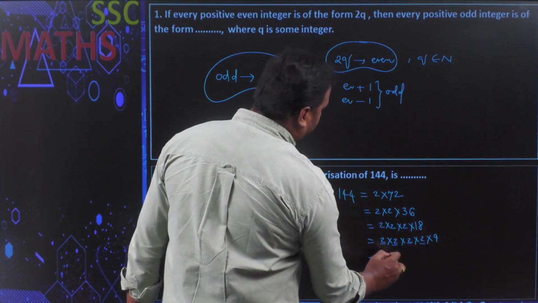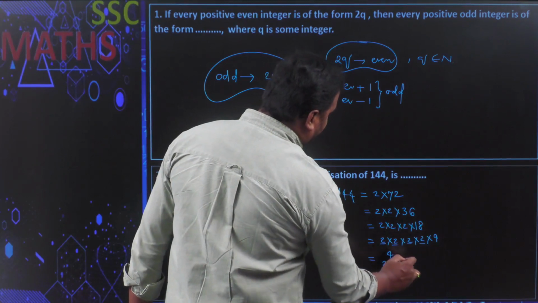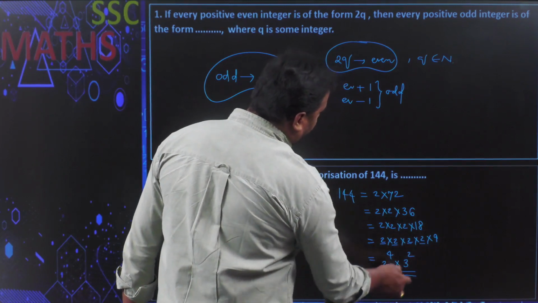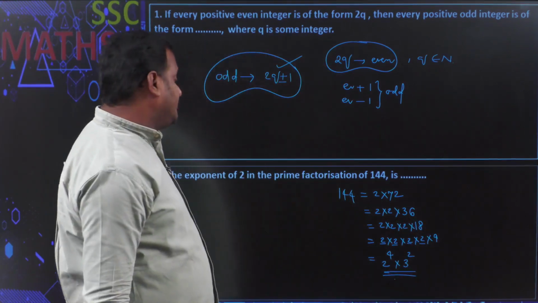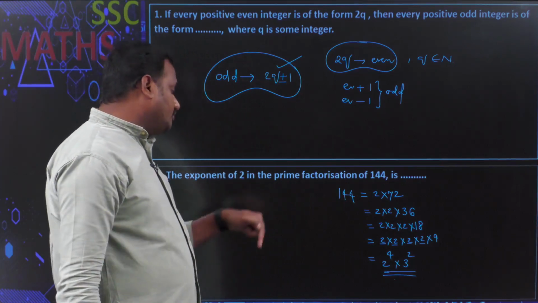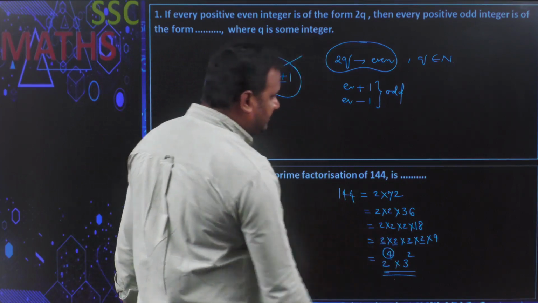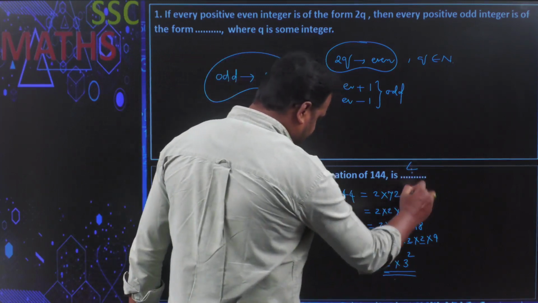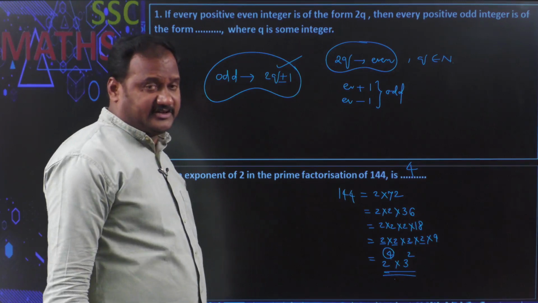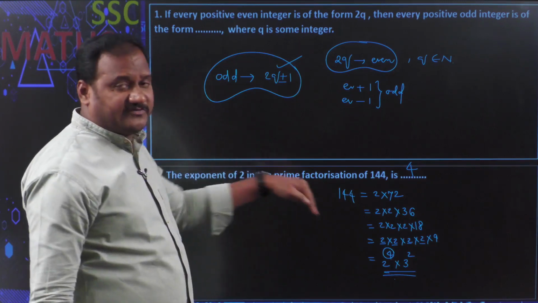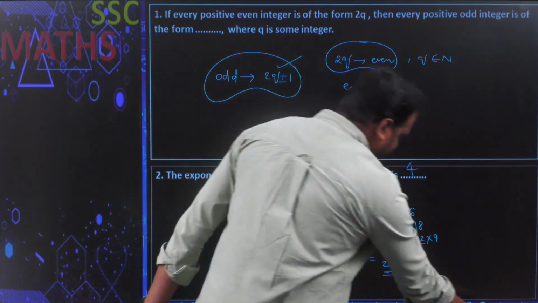Can you write it as 2 to the power of 4? And 9 can be written as 3 square. So 2 power 4 into 3 square. But what are you asked? The exponent of 2 in the prime factorization of this. What is the exponent of 2 here? That is 4. So your answer is going to be 4, because you are asked only the exponent of 2 in the prime factorization of 144.